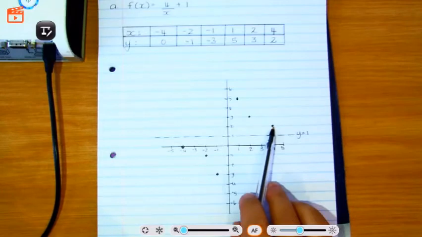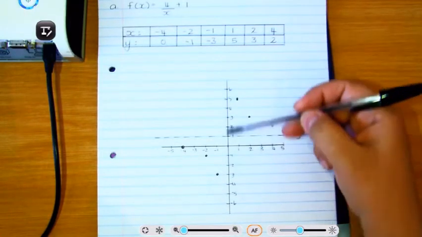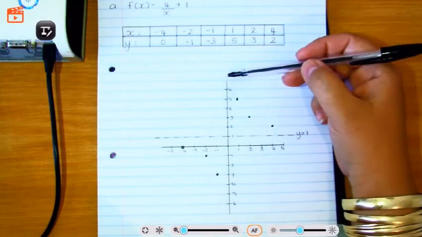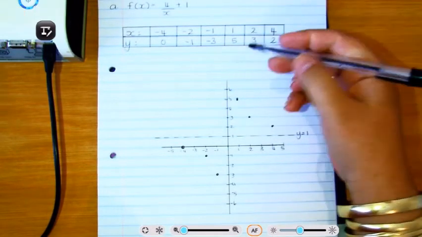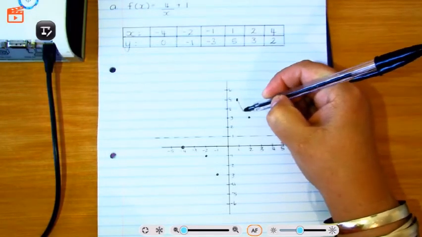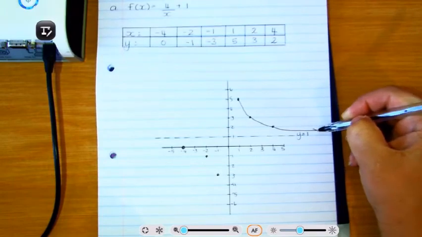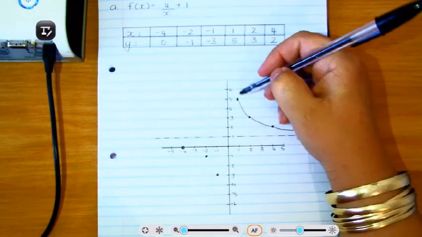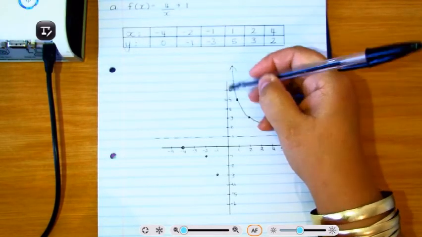The graph will get close to it, but it will never cut it, and this is my other asymptote, but we're going to learn more about that next year. So the graph will get really close to the y-axis but not touch. So I'm going to join those points. You can see it can carry on going down, but it will never touch this line. And yeah, you can see it will carry on, but it will never touch the y-axis.